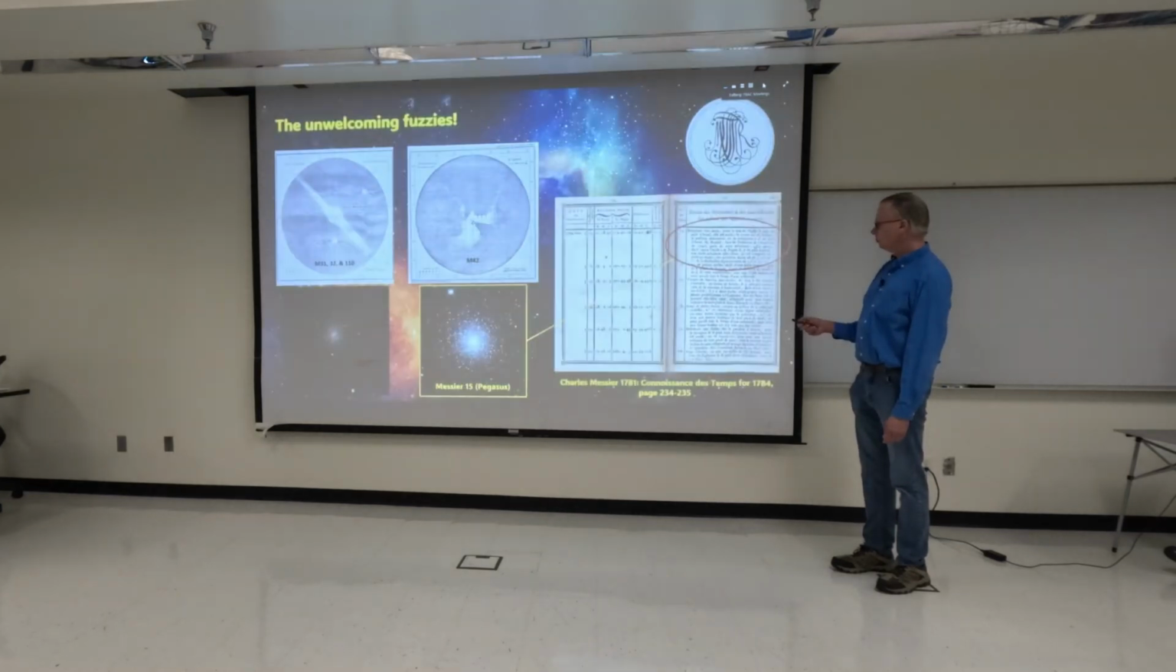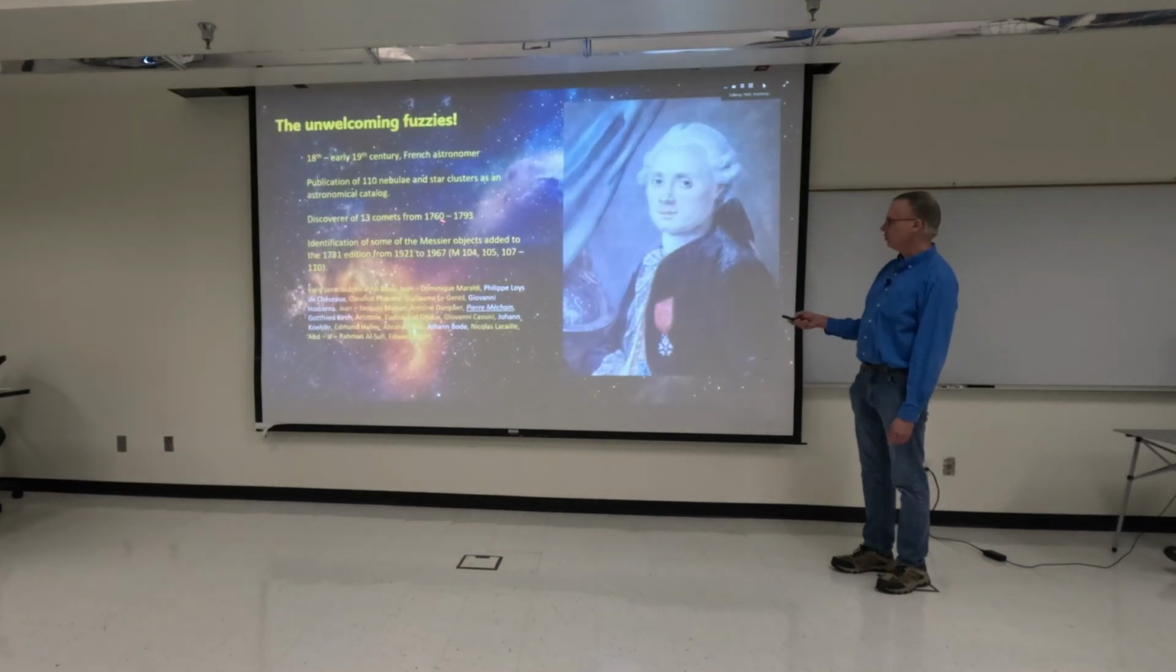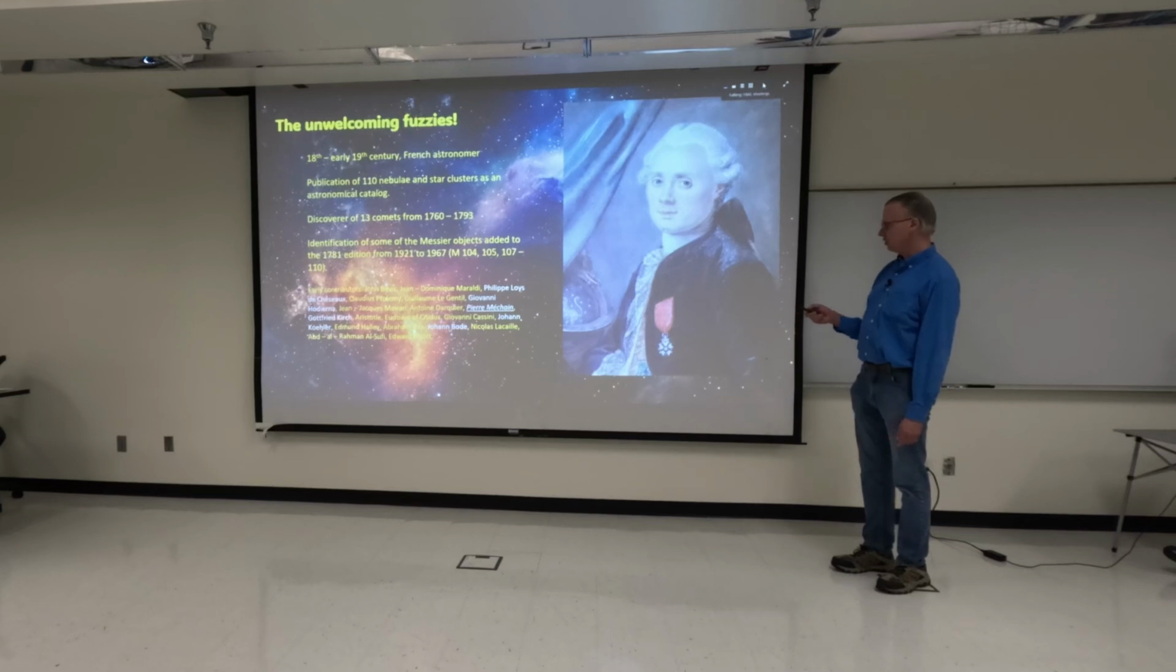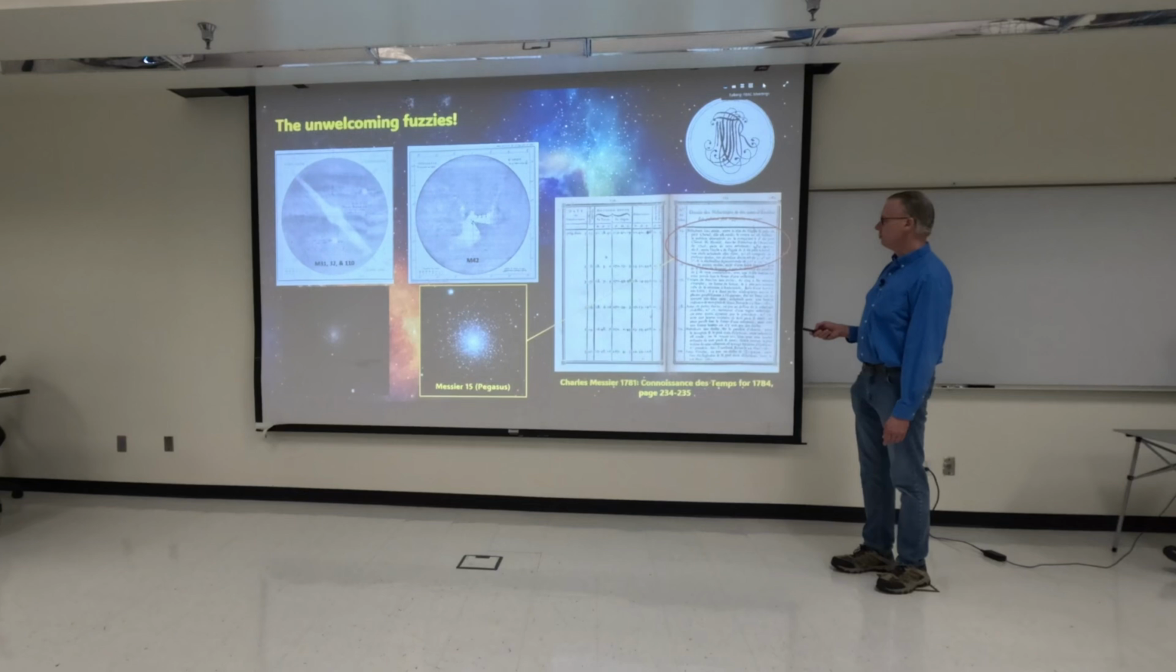Charles Messier, of course, discovered 13 comets of his own. He was the big comet hunter, because comets were the thing in astronomy back before there was such a thing as globular clusters in galaxies. But his catalog was not entirely 110 objects. About 7 objects were added from 1921 to 1967 as many of the old archives around the time of Messier in the 18th century were reevaluated.